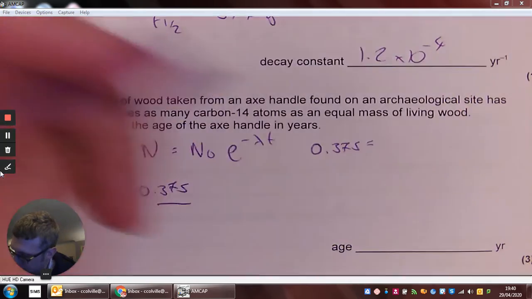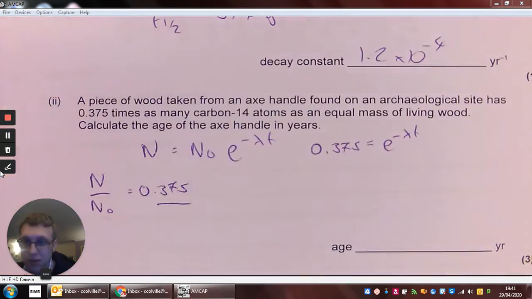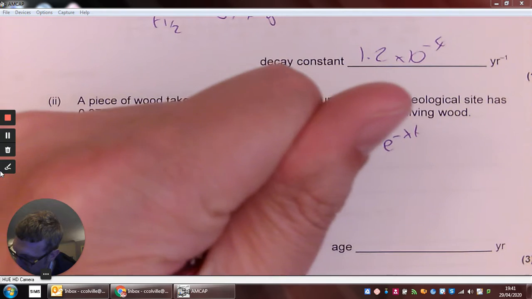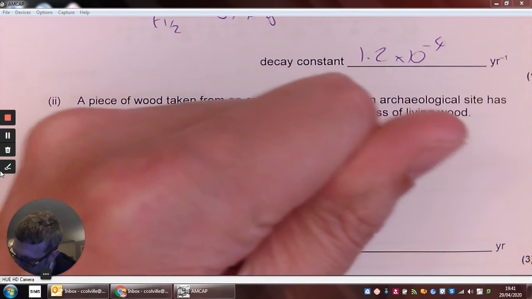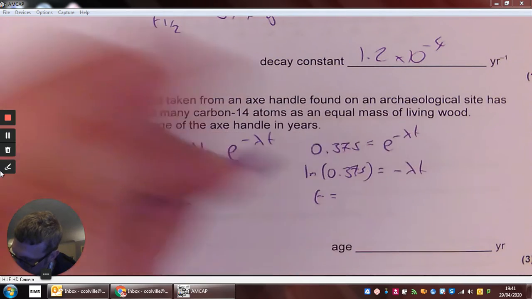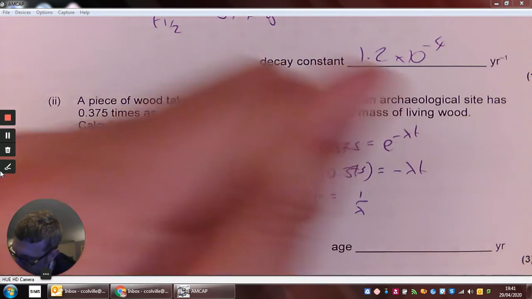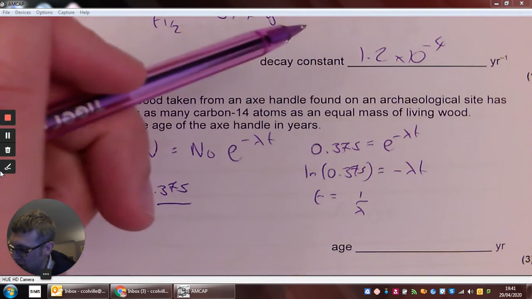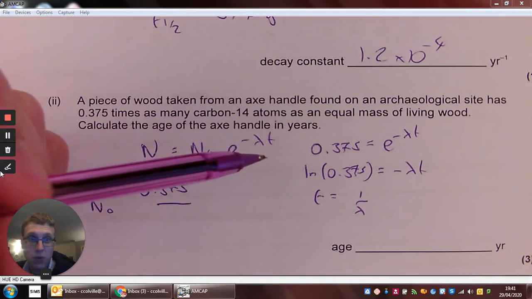0.375 is equal to e to the minus lambda t. Log 0.375 is minus lambda t. So t will be equal to 1 over lambda, which is the 1.2 times 10 to the minus 4 that we've worked out here.